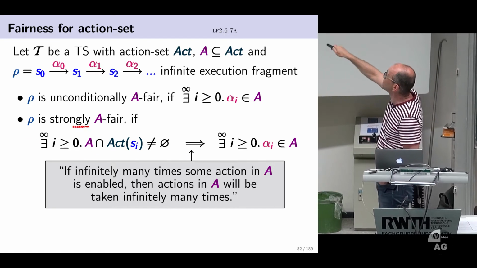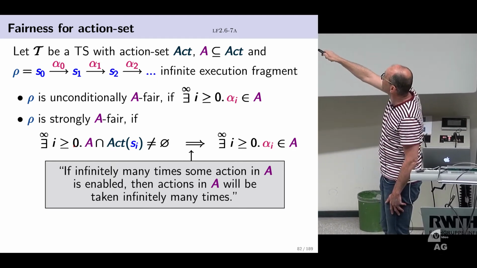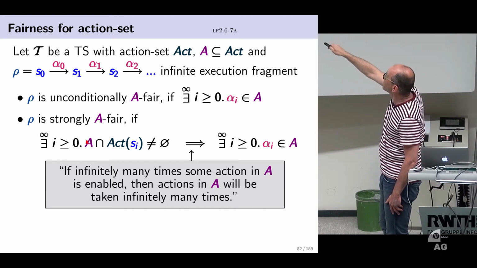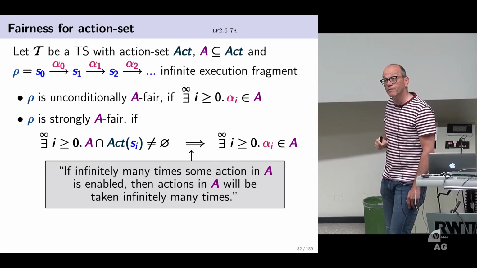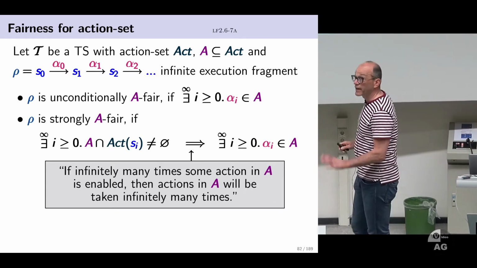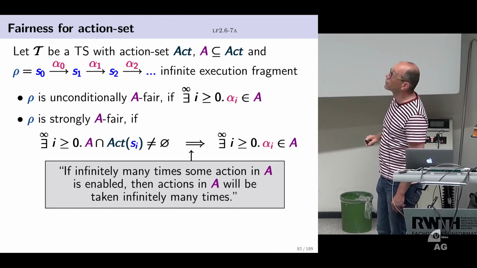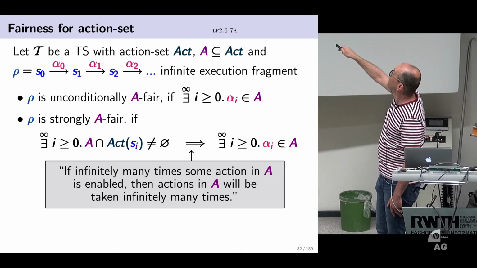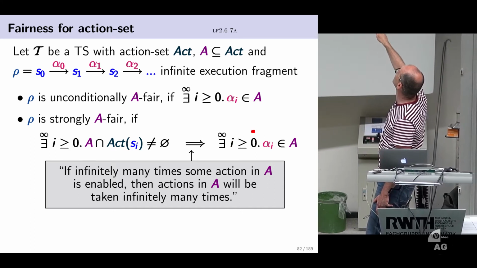Now I change the premise by imposing this strong fairness. If in infinitely many states along the run, the actions that I can take in a state are members of A, that means the intersection is non-empty, then I should take such an action in A infinitely often. Again, I take such an infinite run and look at the indices along this run. There must be infinitely many indexes such that in state Si I can take an action in A, then there are infinitely many indices where you should take an action in A.